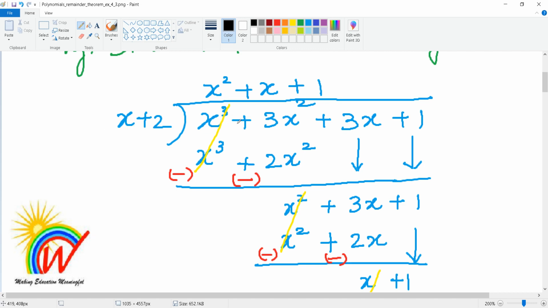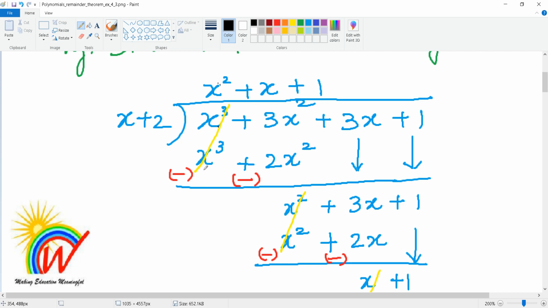Now, how do I divide this now? You have an x cube over here and I look at this x over here, okay? I want to find out what I can multiply with this x so that I get x cube, okay? So this x is supposed to be multiplied with x square, only then I'll get x cube, isn't it? So I write that x square over here. So x multiplied by x square gives you x cube, okay? So I write x and I write x square over here. I write x cube over here because x times x square gives you x cube.